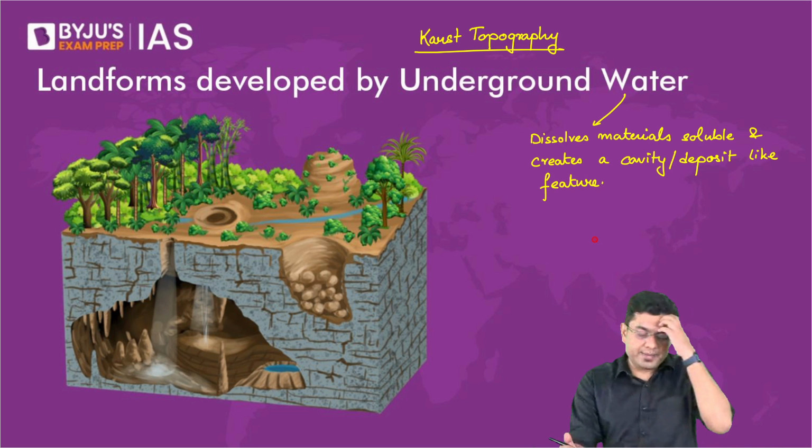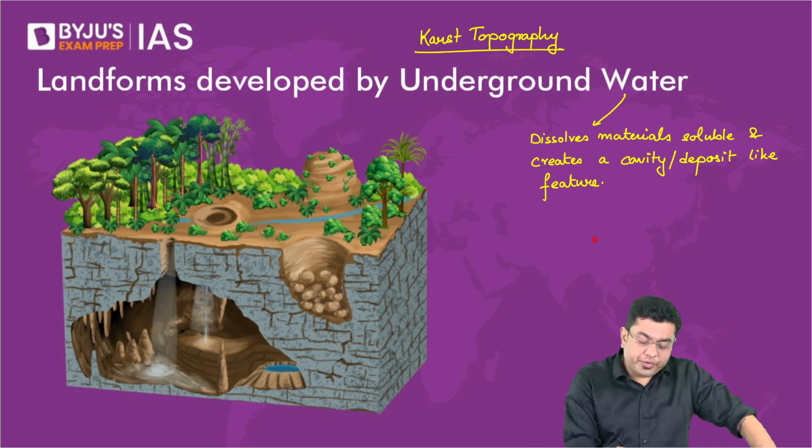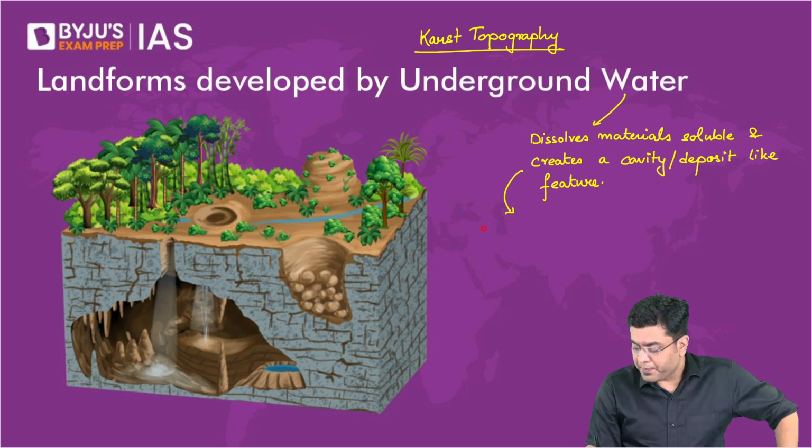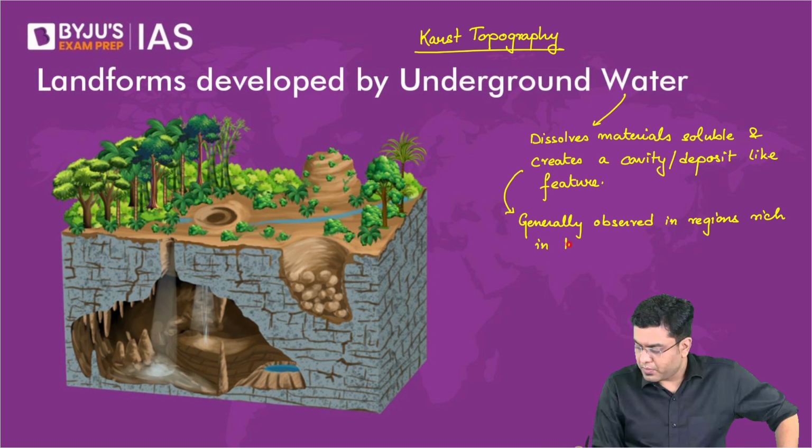So, understand this. For example, let's suppose this is a region. It is generally observed where the base rocks are rich in calcium, magnesium carbonates, etc. So, generally observed in regions rich in limestone rocks.